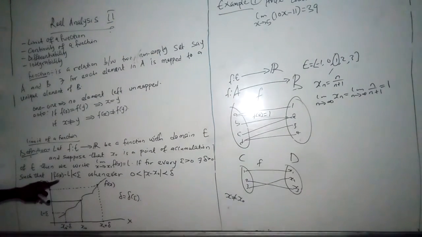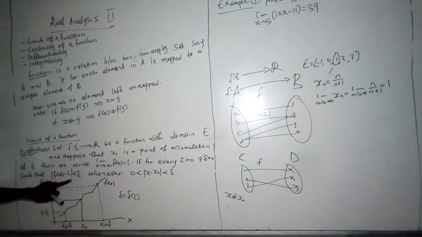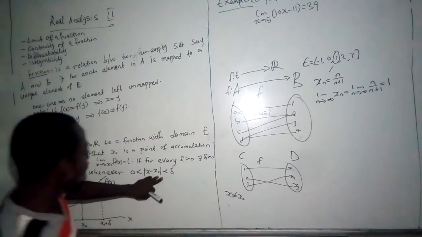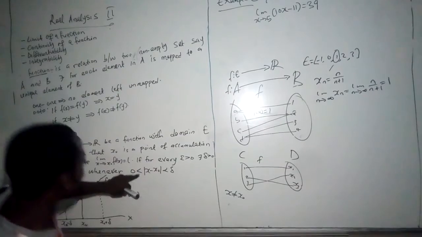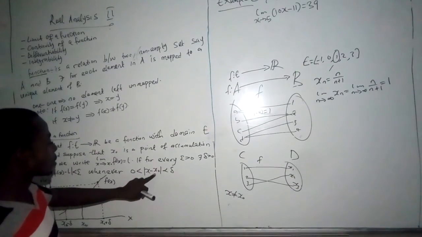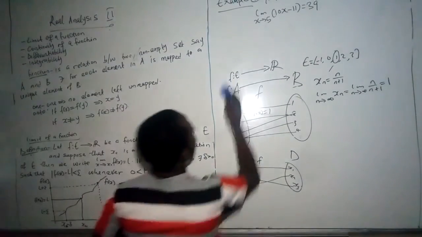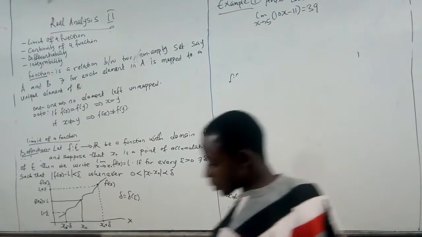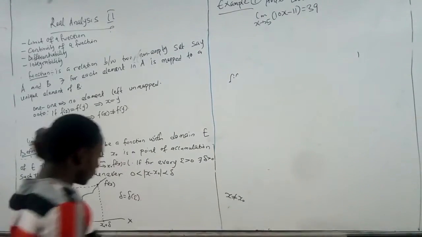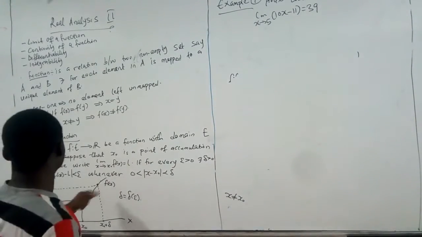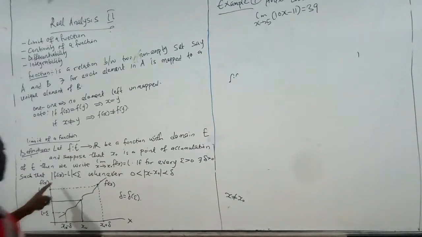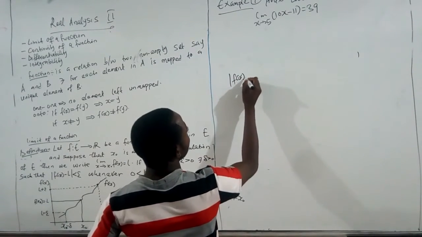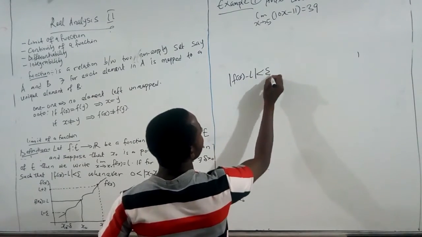From the absolute value of f of x minus the limit L is less than epsilon, whenever 0 is less than the absolute value of x minus x naught, which is less than delta. And so therefore, from this absolute value we obtain this. How? Having the absolute value of f of x minus the limit L is less than epsilon.